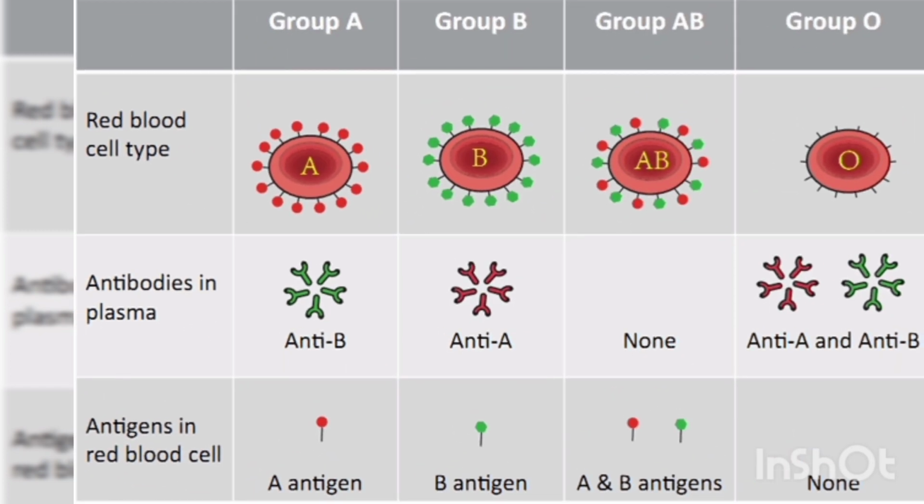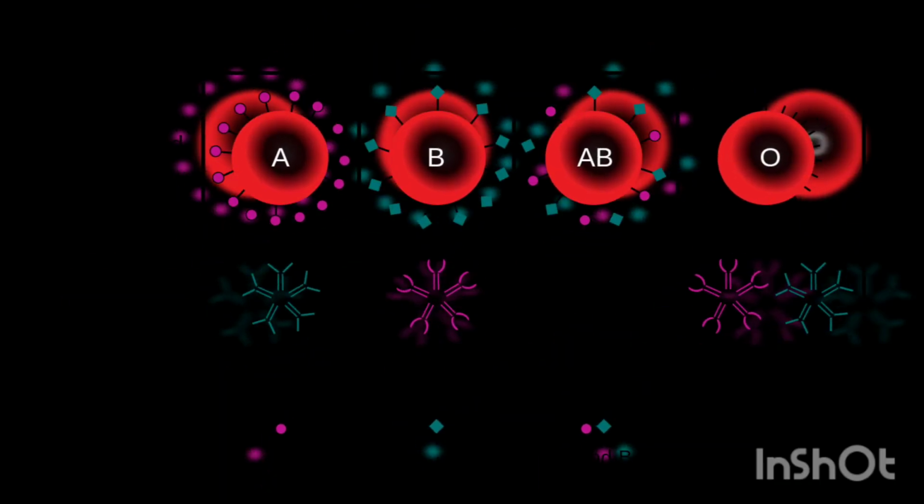In blood group A, antigen A is present and antibody B is present. Blood group A can donate blood to A and AB. Blood group A can receive blood from A and O. Then blood group B.